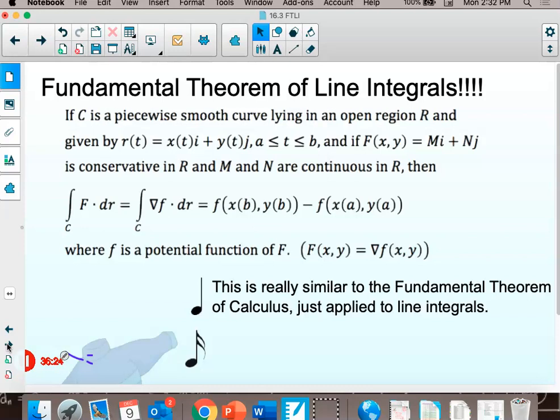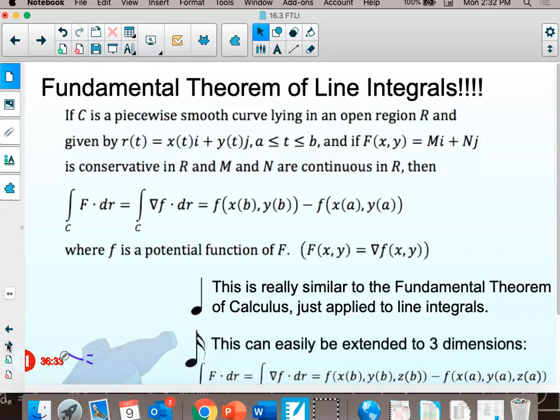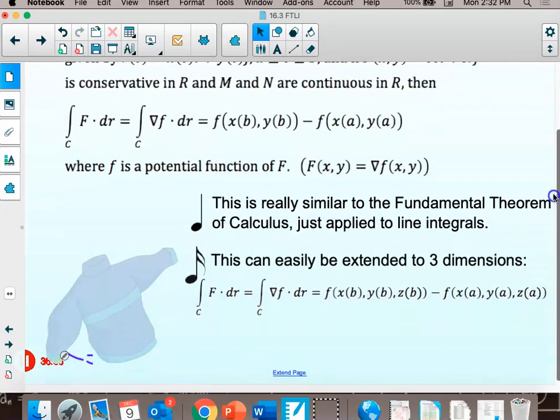There's another note. If you had to move this into 3 dimensions, it's exactly the same thing. So this is your potential function. Instead of just an x and a y evaluated at b, it's an x, a y, and a z, minus your potential function x, y, z at a. So same kind of thing, just expanded to 3 dimensions.